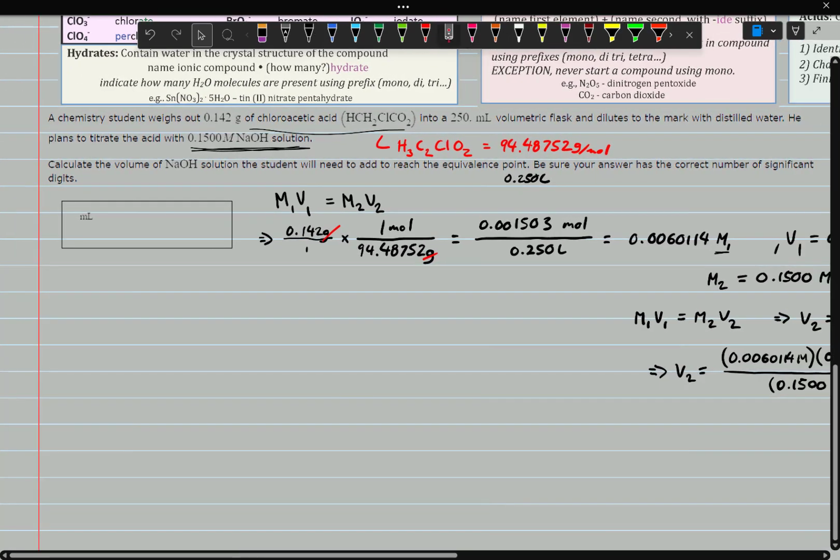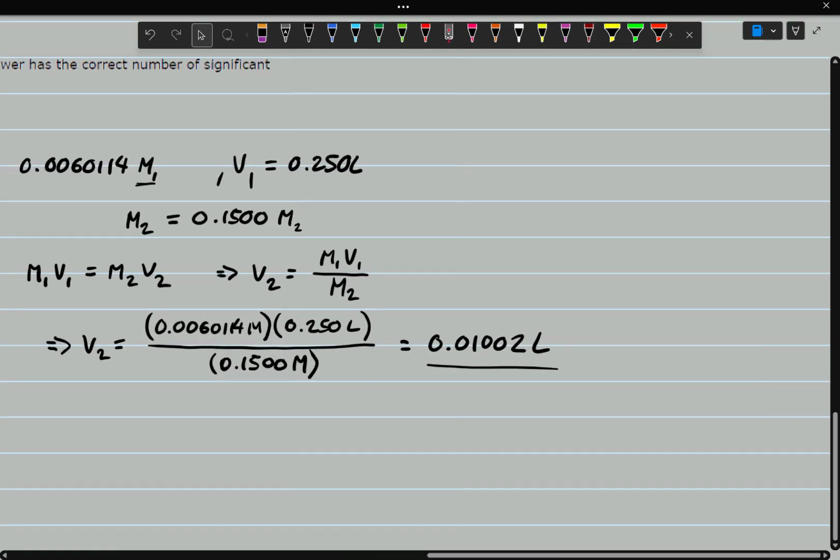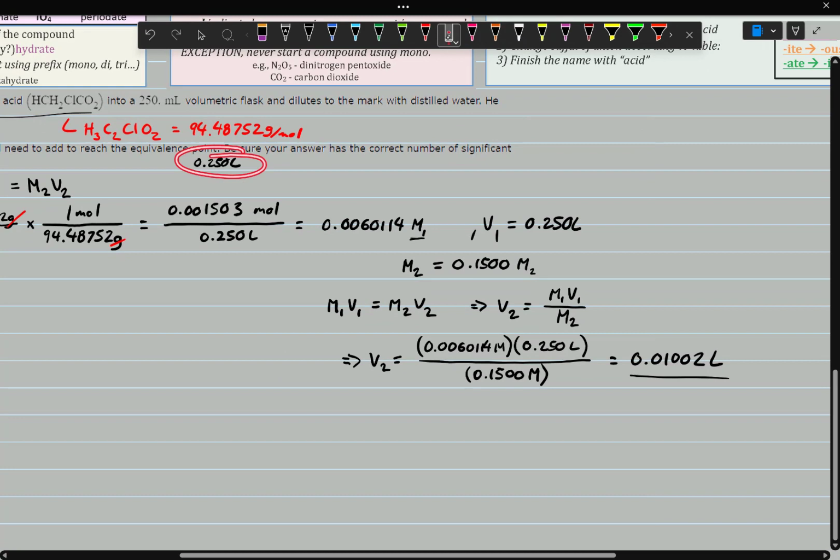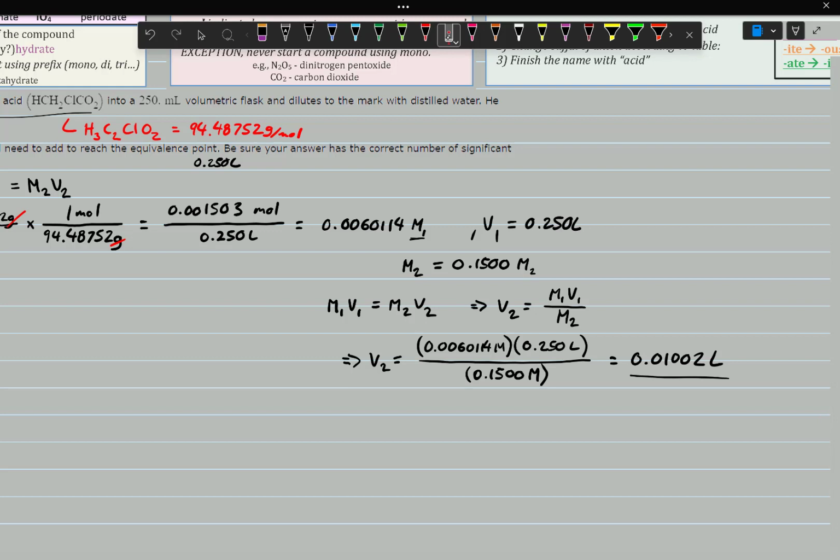Now this question wants us to calculate this in milliliters. So you actually didn't need to convert this value to liters. The reason I did it is because I usually find that to be simpler for me to avoid mistakes, just to convert things to liters. However, it's not necessary. If you plugged in 250 milliliters into this value, you could very easily just use milliliters and the units will still cancel appropriately. But I did it the long way. You can do it the short way if you like.